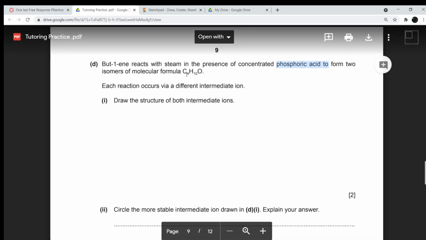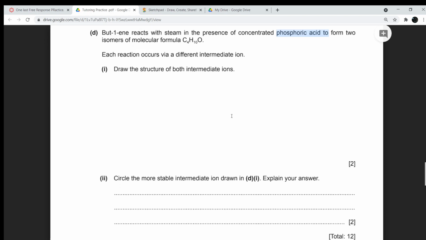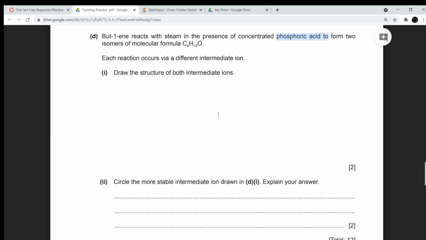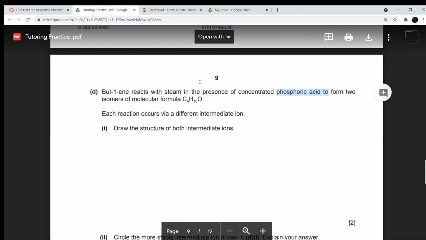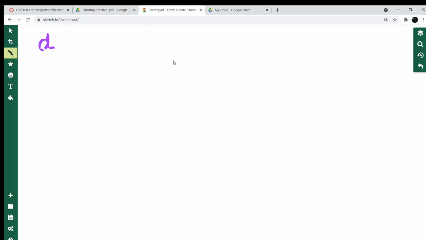C4H10O. Each reaction occurs via an intermediate ion. So I've got to watch out, because I know that we can end up having 2 different kinds, but it wants to make an intermediate ion. Intermediate ion. So I'm thinking ion here, ion here. So let's take a look.